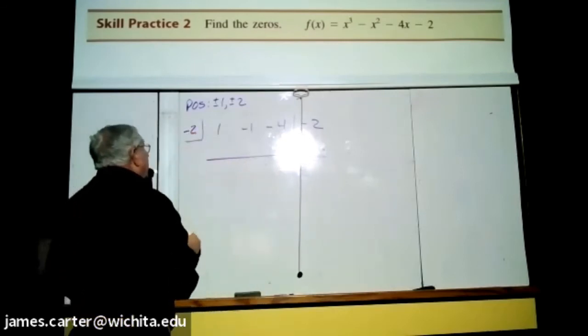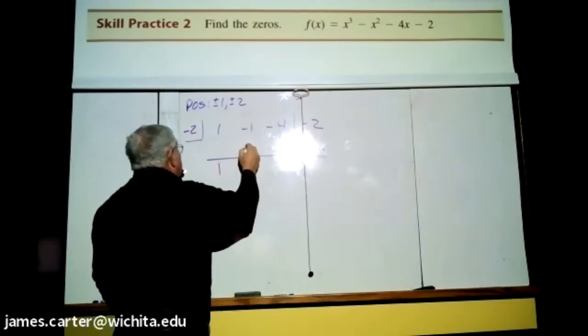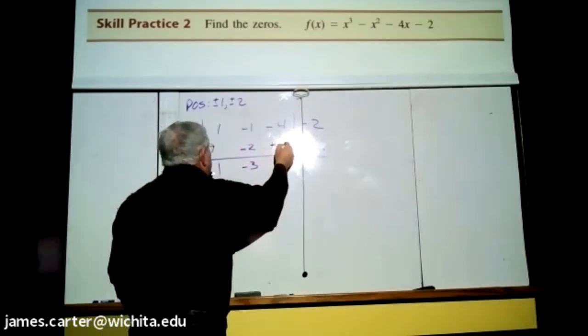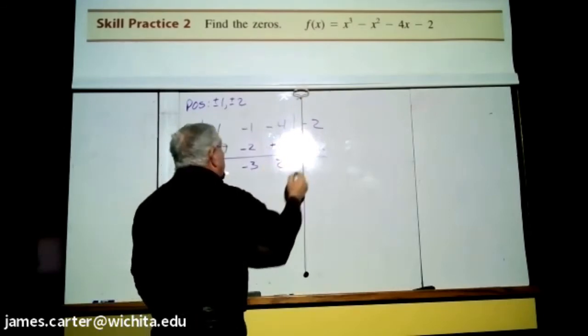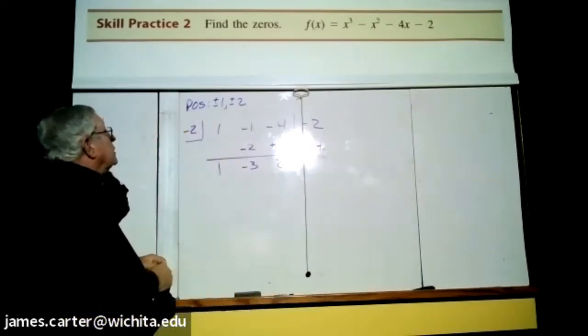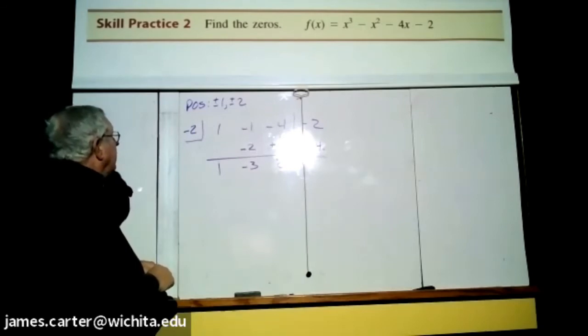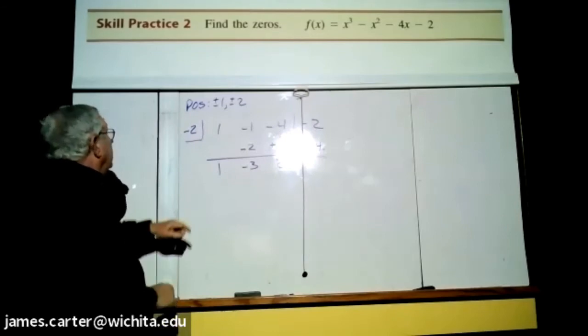Well, what about this? Okay, bring down the 1. Gives us a negative 2. That gives us a negative 3. This gives us a positive 6 there, which gives us a 2 here. And that gives us a negative 4. Well, in this case, this isn't going to break down, unless I made an error somewhere. Because we've tried all of the possibilities.